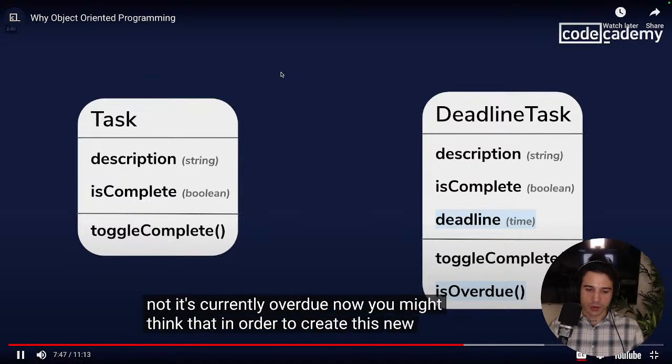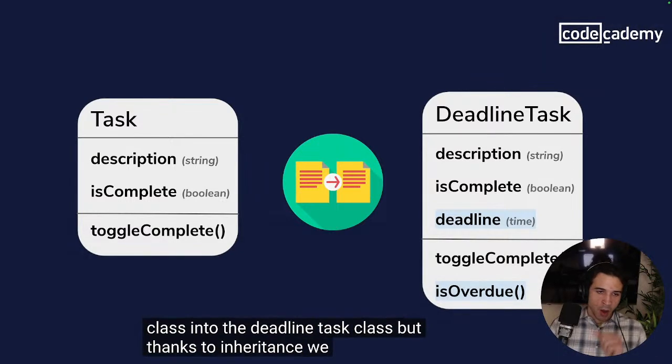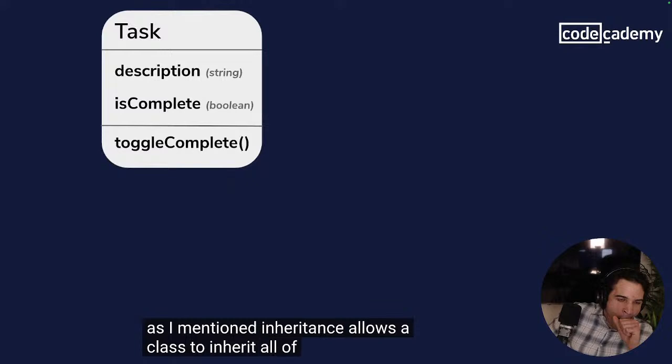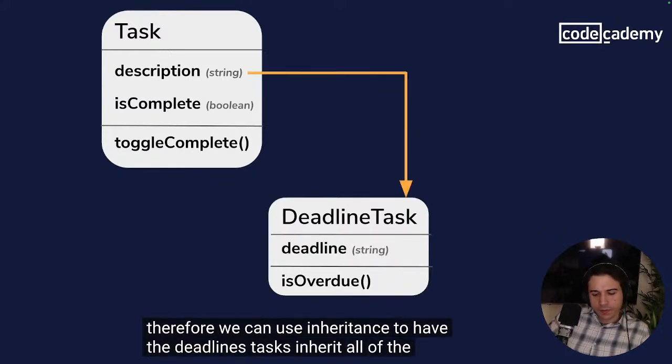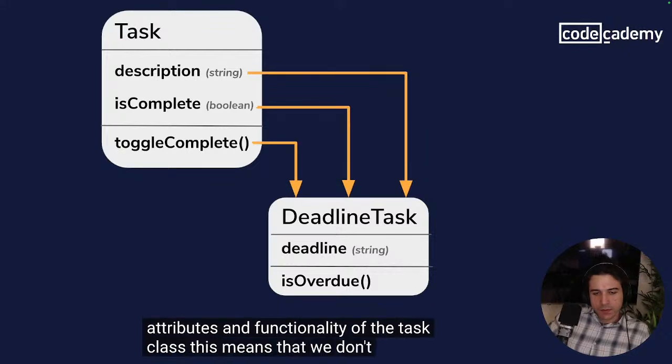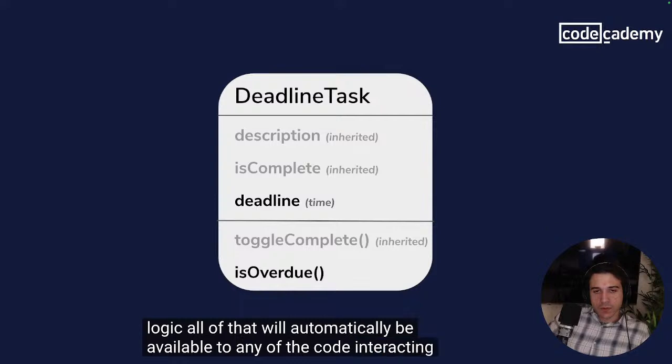Now you might think that in order to create this new deadline task, we'll have to copy and paste all of the code from the task class into the deadline task class. But thanks to inheritance, we actually don't. As I mentioned, inheritance allows a class to inherit all of the attributes and functionality of another class. Therefore, we can have the deadline task inherit all of the attributes and functionality of the task class. This means that we don't have to re-implement or rewrite any of that logic. All of that will automatically be available to any of the code interacting with a deadline task.